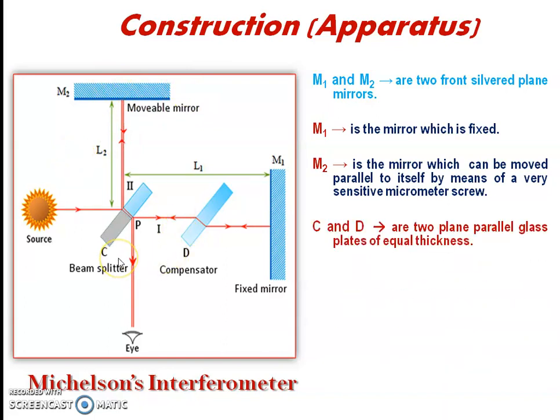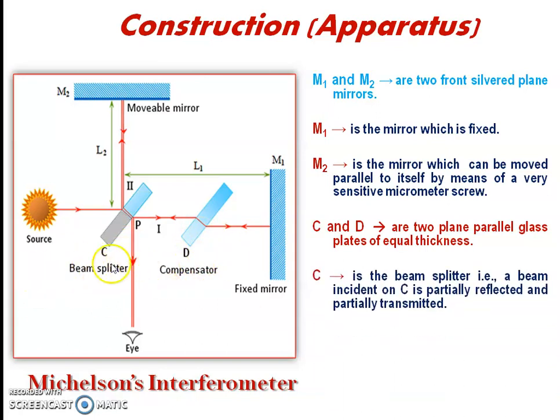C and D are nothing but two plain, parallel glass plates of equal thickness, whereas C is called the beam splitter. That is, a beam which is incident from the source of light on C is partially reflected and partially transmitted. That means this beam is split into two beams. That's why it is called a beam splitter. Whereas D is called the compensating plate. So this is how this particular apparatus is.